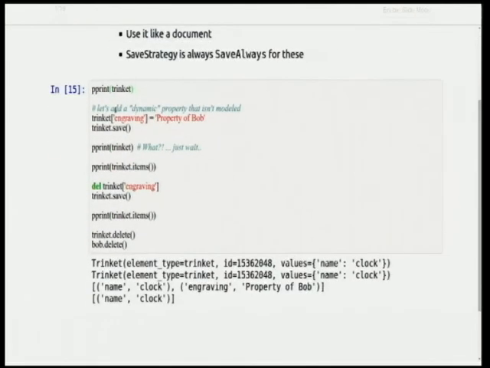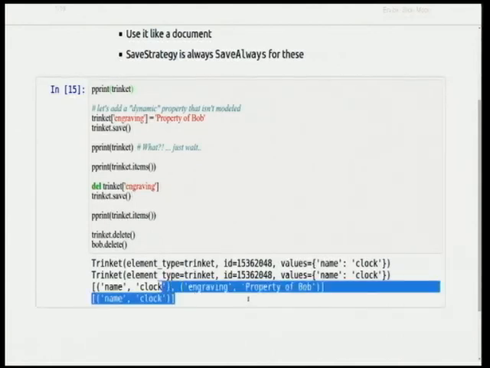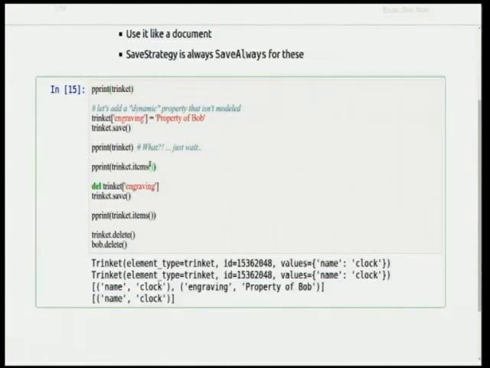So here again, I have a trinket that you saw earlier. It had a clock. I'm going to add the engraving clock, and you'll see that here. And when I add that, I now have this engraving. So this is the items. So you have to actually use items. Treat it like a dict. You can actually do delete operations on it. That'll actually delete it, and you resave it, and then you notice it's gone. When you do a save, it actually does persist it to the database.